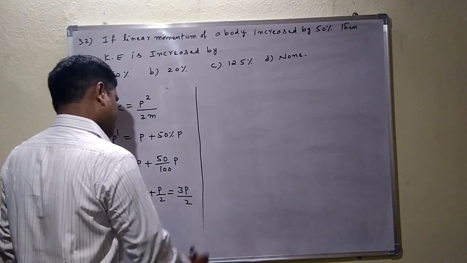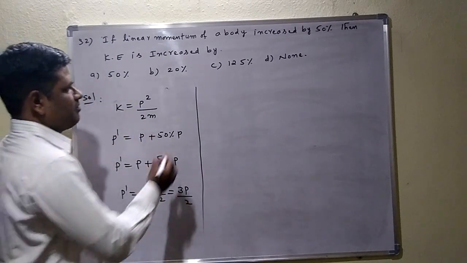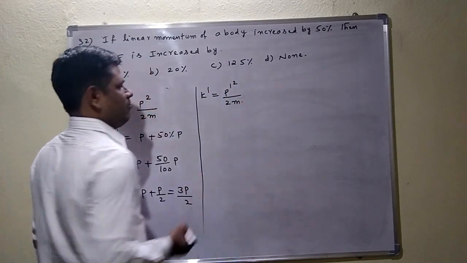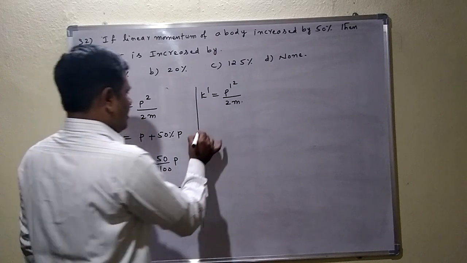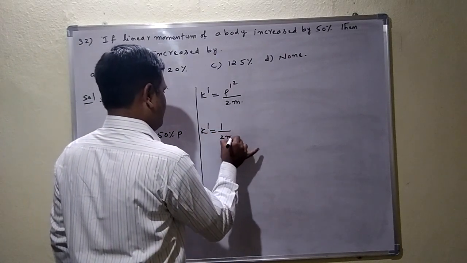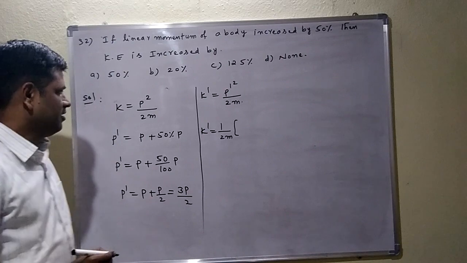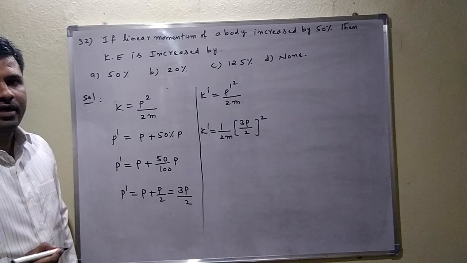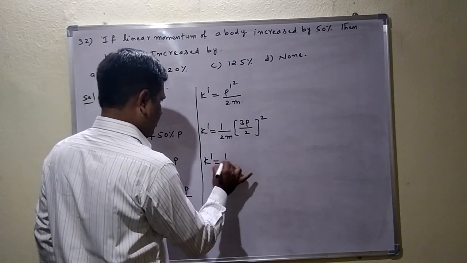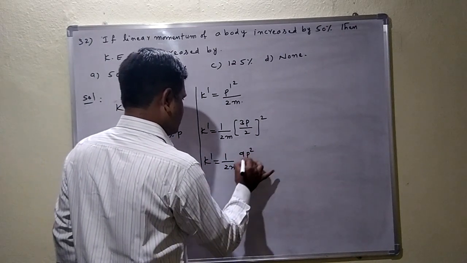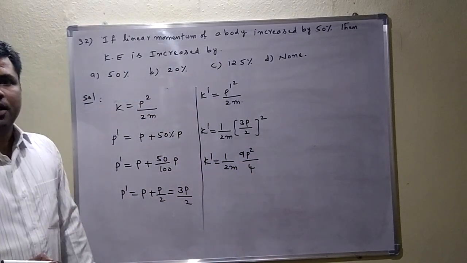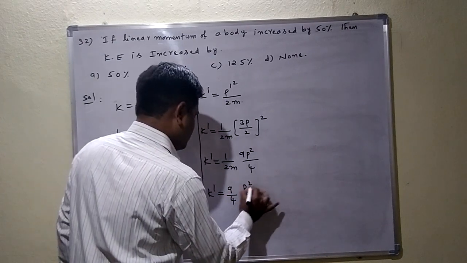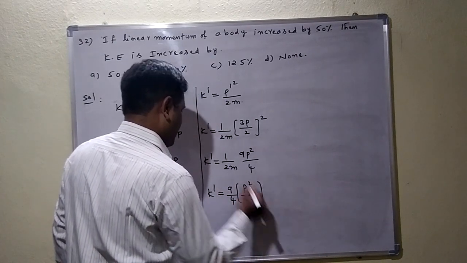From this we can find the final kinetic energy. Final kinetic energy K dash is equal to P dash square by 2m. Mass is constant. Now K dash is equal to 1 by 2m into P dash square. In the place of P dash we can write 3P by 2 whole square. So K dash is equal to 1 by 2m into 9P square by 4. From this, K dash is equal to 9 by 4 into P square by 2m. You can write like this.